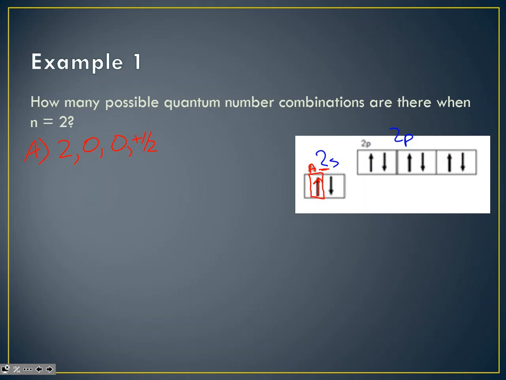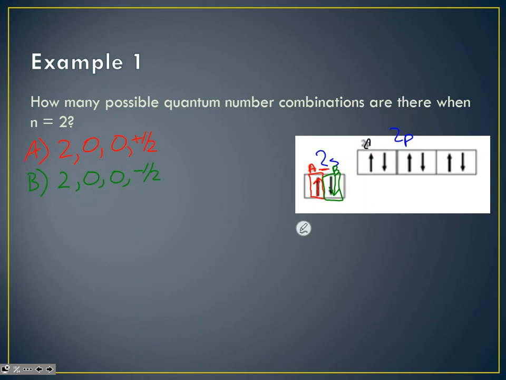Now let's look at the next one. Let's call this one B. What's the only thing that's going to be different for B? Correct. The spin. It's still in principal energy level 2. It's still in the S orbital, which still has the same orientation of 0. But instead of going up, it's pointing down. So that means it's counterclockwise. That's going to be minus a half. All right, good.